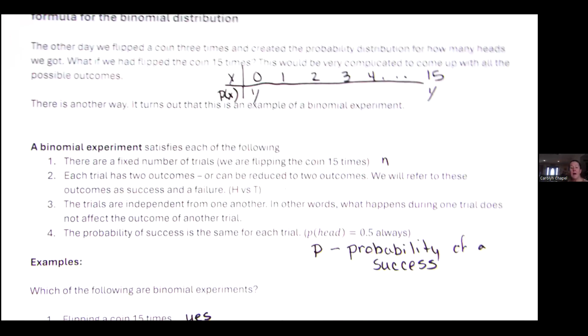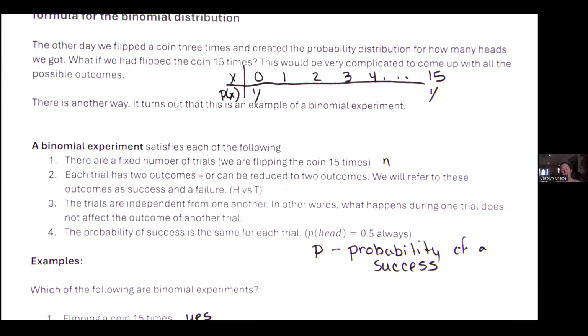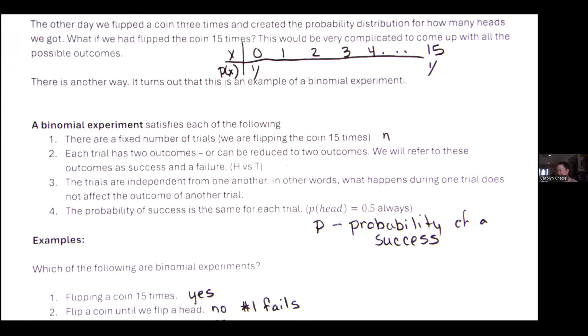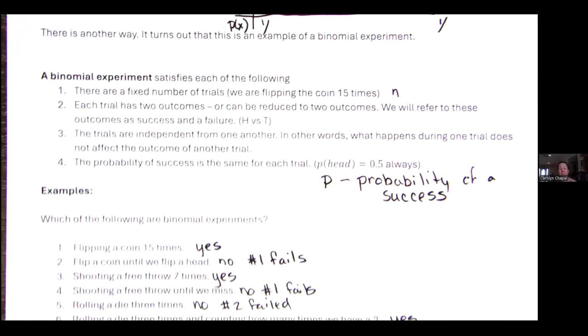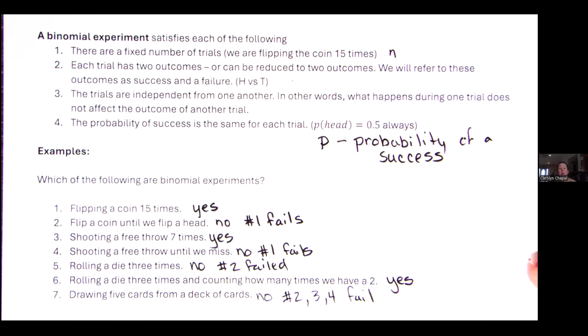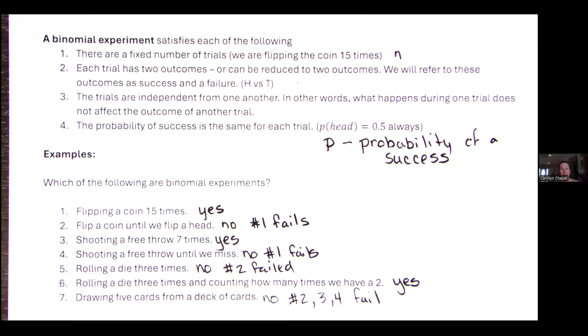Now, some examples. We're going to look through these, and I already have the answers here, of some examples and find out if they are binomial experiments or not. So again, flipping a coin 15 times, yes, that is a binomial because it does have a fixed number of trials, the 15. It does have 2 outcomes, a head or a tail, what happens on one does not affect the other, and our probability of a success, getting a head, is 0.5.